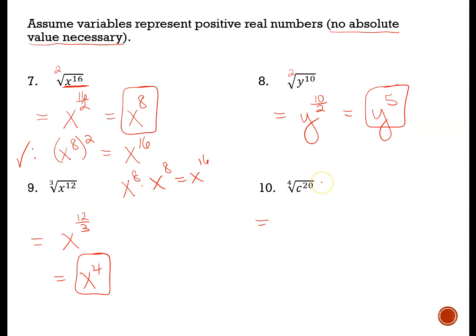Okay, c to the 20th. Now, this is a perfect 4th power because 20 is a multiple of 4. To take the root, the 4th root, we would take the exponent 20 divided by our index 4, and that would equal 5. So our answer is c to the 5th. So we kind of already did some roots of variables when we were factoring, but this just emphasizes that a little bit more, and there will be some like this to practice in the homework.